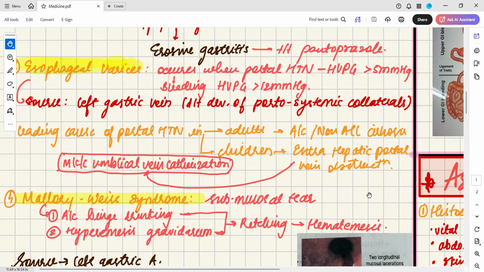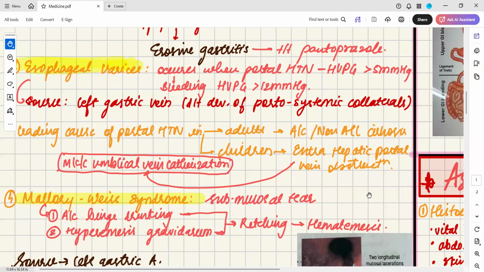The next cause is esophageal varices. We all know that esophageal varices is a complication of portal hypertension. It occurs when the hepatic venous pressure gradient is more than 5 mmHg, and the bleeding from the varices occurs when the pressure is more than 12 mmHg. In the gastric peptic ulcer, we've seen the source is the left gastric artery, but in esophageal varices, the source is the left gastric vein.